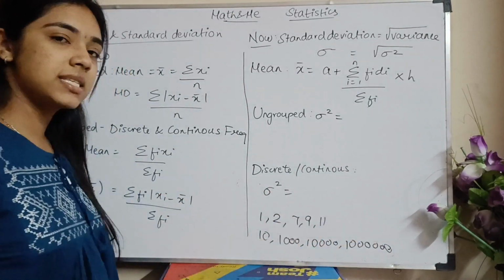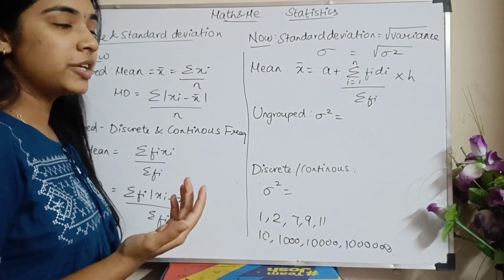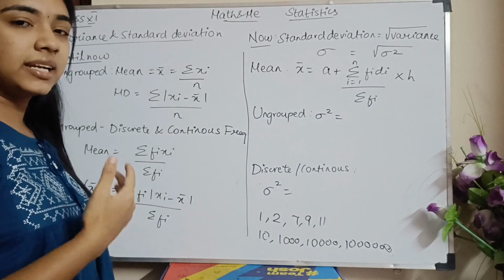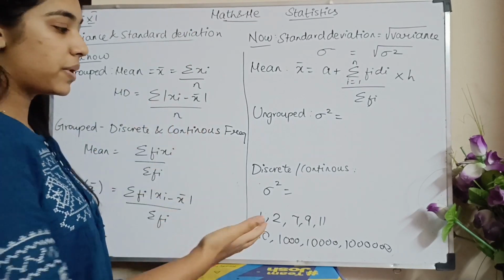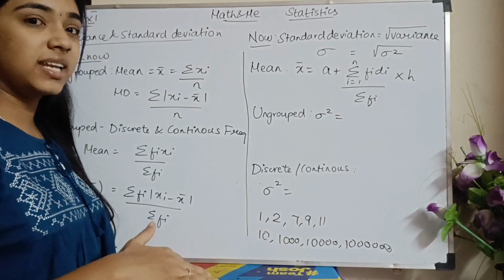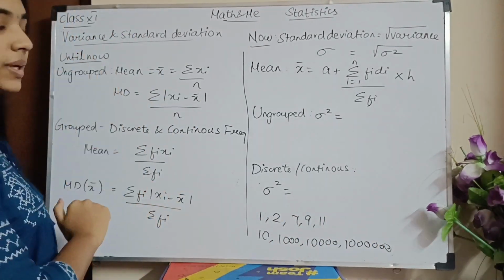So in many cases, you cannot find them using the mean deviation about mean or median. So we prefer using this method. We cannot completely rely on that method. Algebraically, logically, it is not giving a proper answer when the variations or the changes are very, very high. So we skip to variance and standard deviation. Okay, until now, what did we learn?